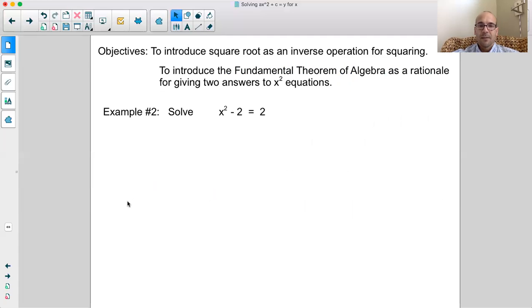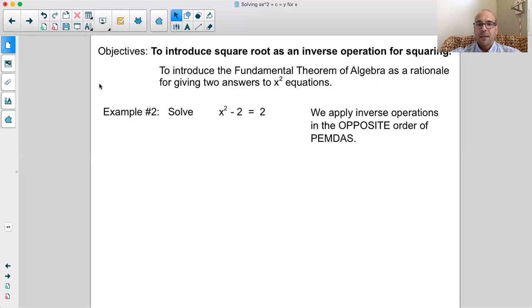Second example, in some ways very similar, in some ways a little bit different, a little bit more complicated. We're going to solve x squared minus 2 equals 2. It's an x squared equation. We might be anxious to try to hurry up and use the square root because that's our new tool and our new toy we just figured out. And there it says right there, introduce square root.